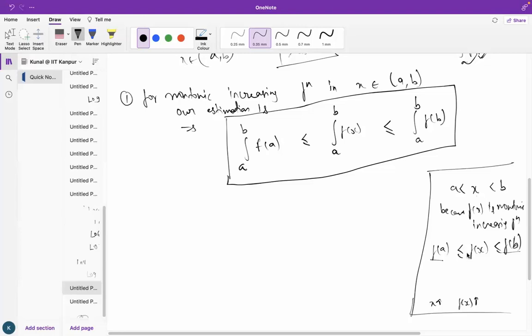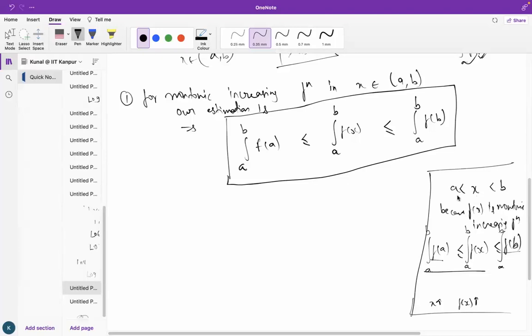Okay. So now, if we integrate this function from A to B, and integrate this function also from A to B, and this function also from A to B, we get the same thing as we get here. Right? So let me write it here.